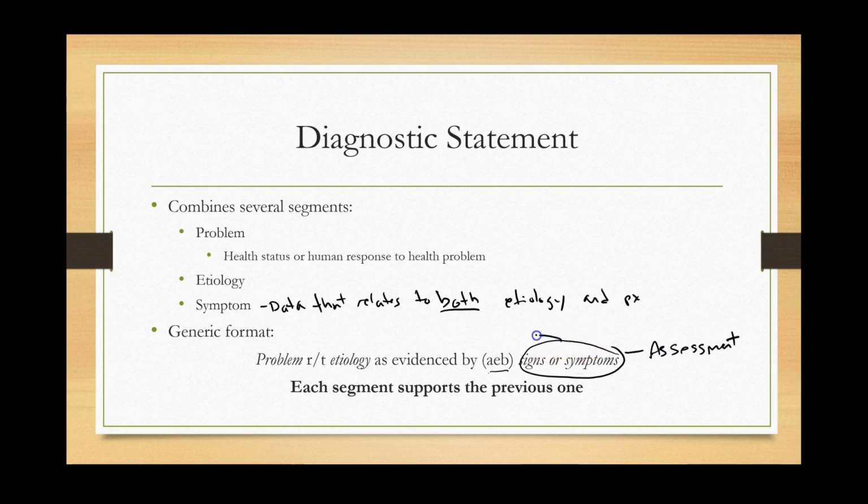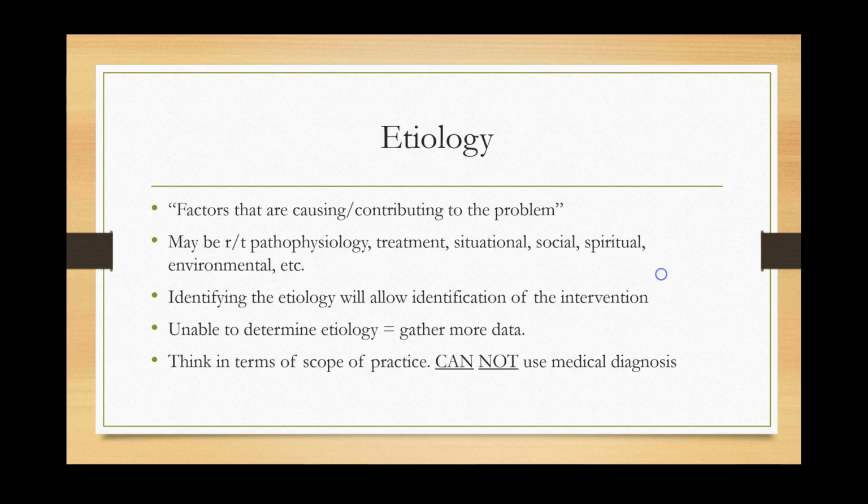So my assessment is going to support my etiology, which is going to support the problem that I have chosen. So it needs to make sense, not just going from problem to etiology to your signs and symptoms, but it needs to make sense in reverse. My signs and symptoms relate to my etiology, which then also relates to my problem. So you need to read them both. At the very end, you need to read it both forwards and backwards.